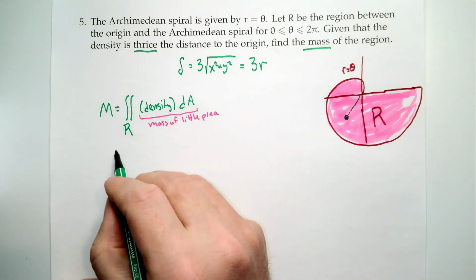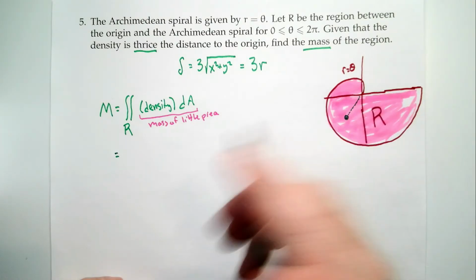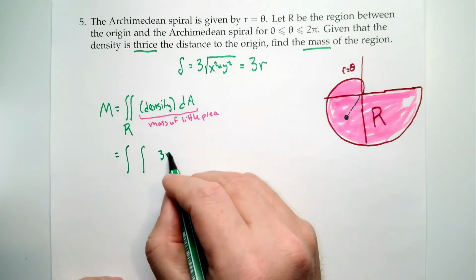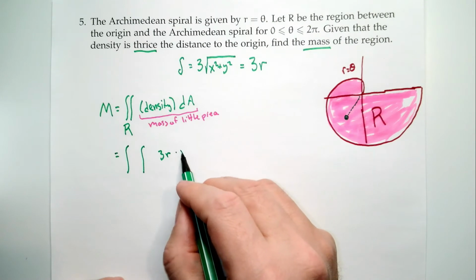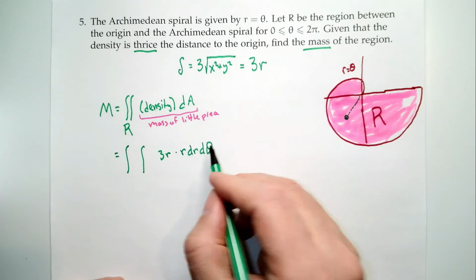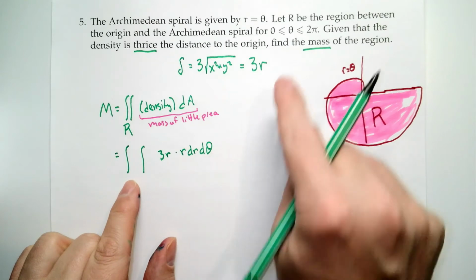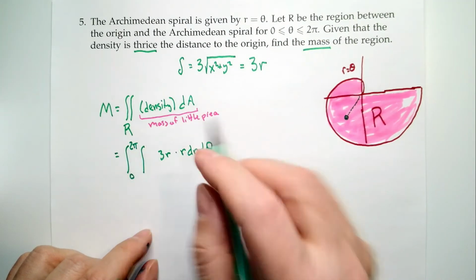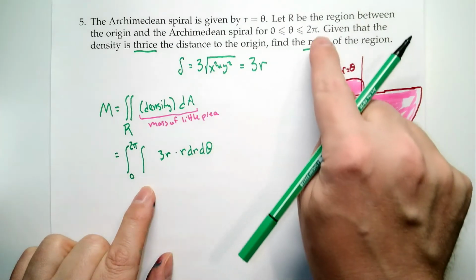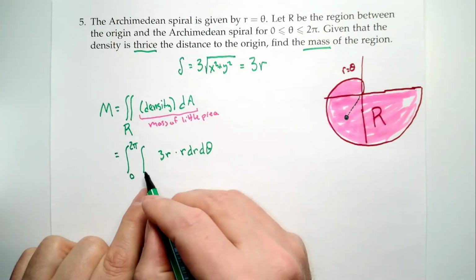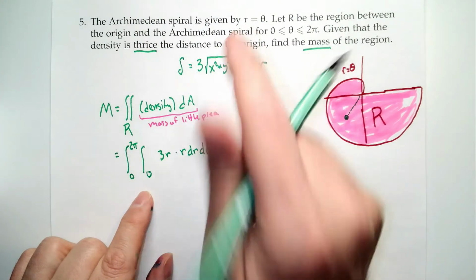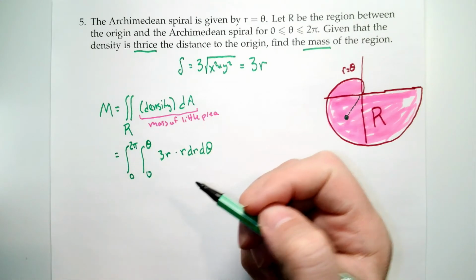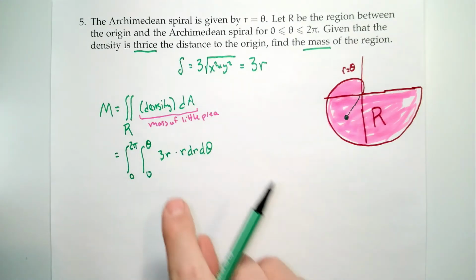So let's figure this out. Now, we're in polar, so the integral, density is 3r, dA is r dr d theta. Theta goes 0 to 2 pi, so 0 to 2 pi. R goes from, and you see here, it tells us the origin, which is 0, out to the curve. Well, the curve is r equals theta. All right, cool.